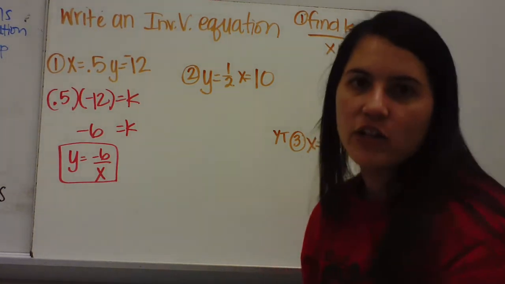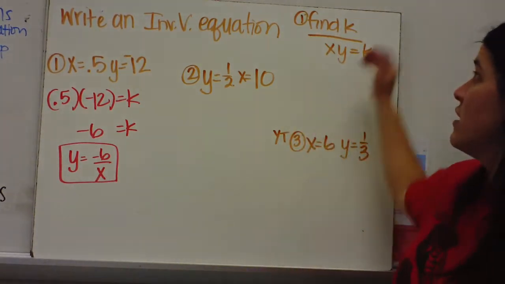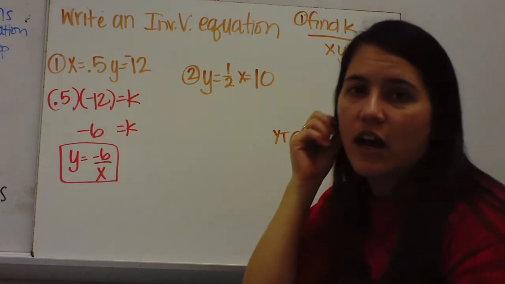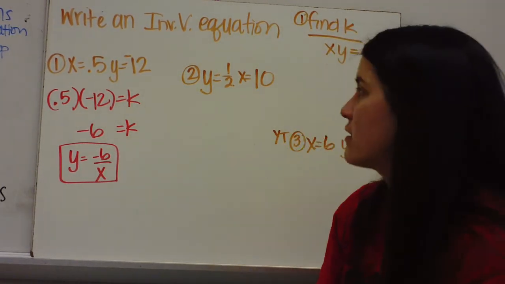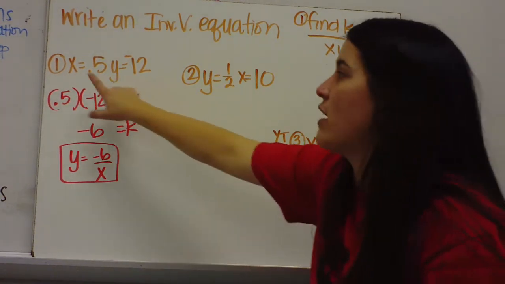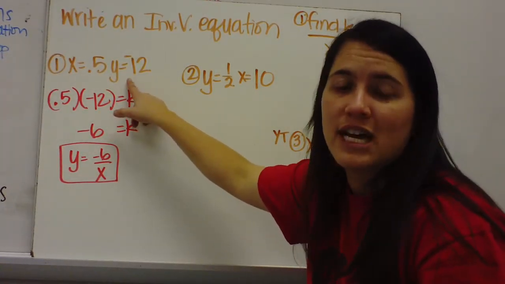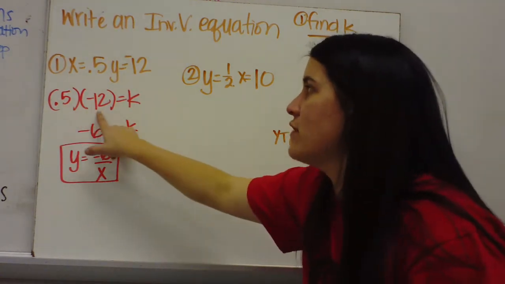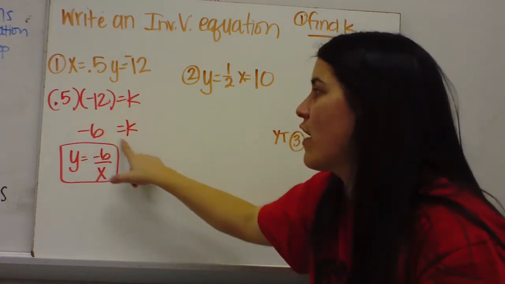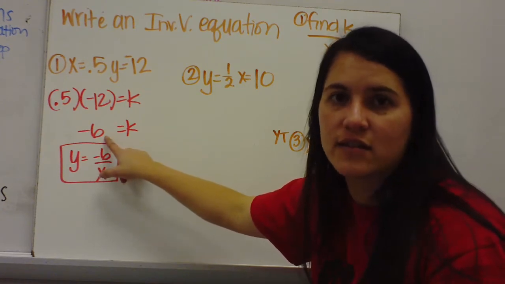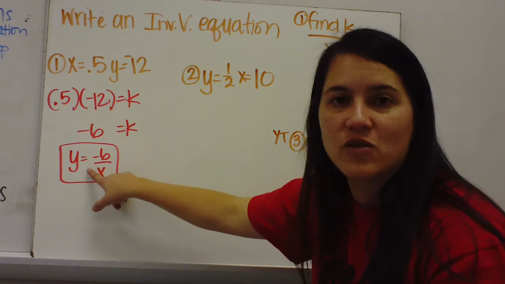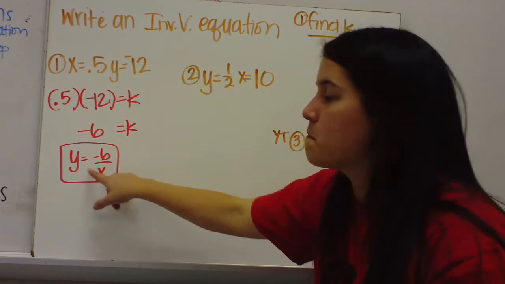Now, write an inverse variation equation. What we're going to do is find k, and then rewrite it using y equals k over x. In this first example, I gave you an x value and a y value. To find k, you multiply x times y. So we multiply 0.5 times negative 12, and we found that k is equal to negative 6. Once you find k, then you rewrite it as y equals k over x.